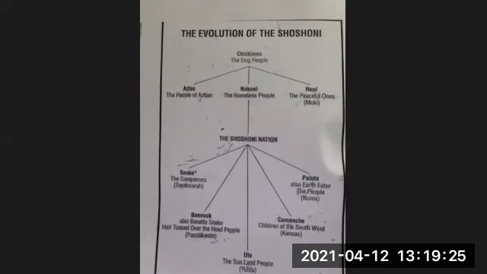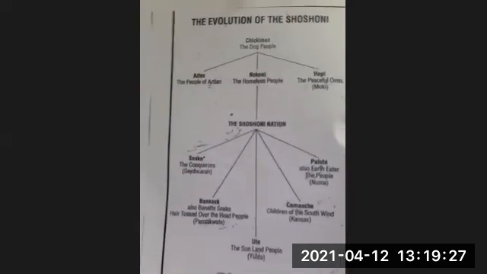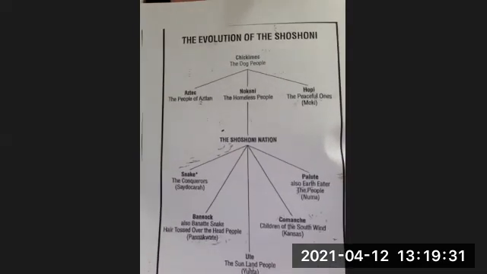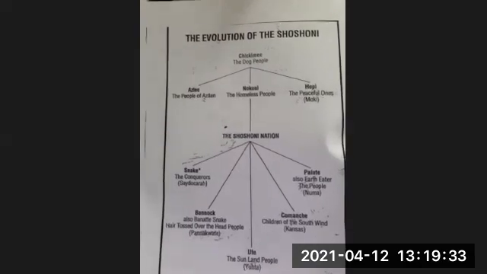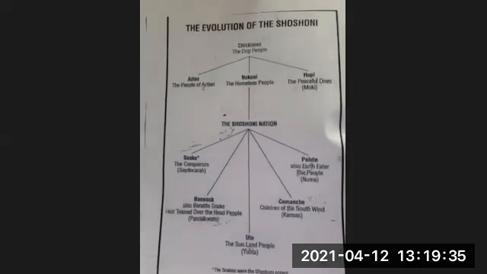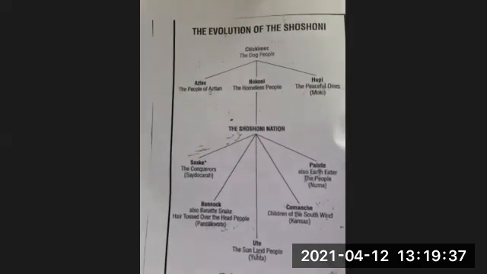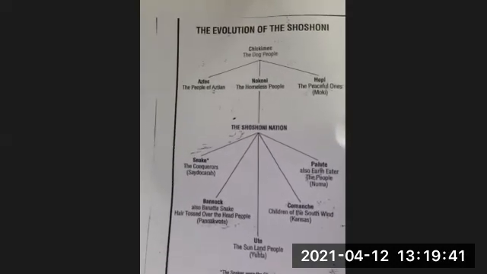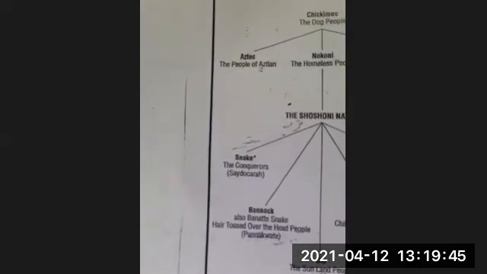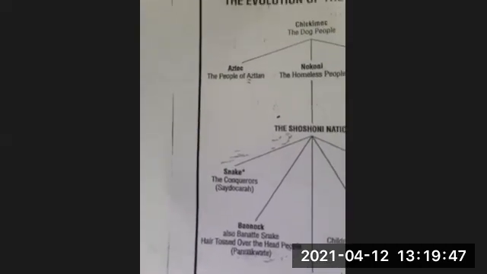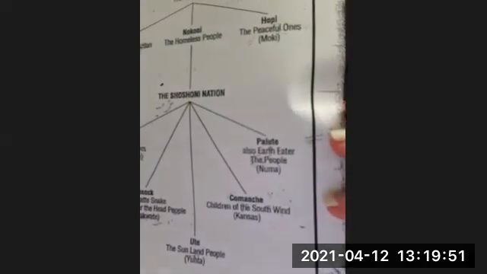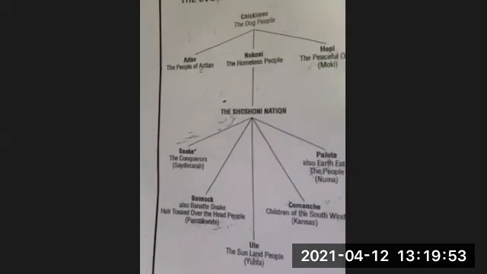Okay, so this is showing the evolution of the Shoshone. So at the bottom, you'll see the Ute. Ute are part of the Shoshone Nation. They are one of the 5 groups that make up the Shoshone Nation. And if you look at these groups, you've got the Snake, which are kind of the Shoshone proper. You've got the Bannock, the Ute, the Comanche, and the Paiute. So those are all part of the Shoshone Nation.